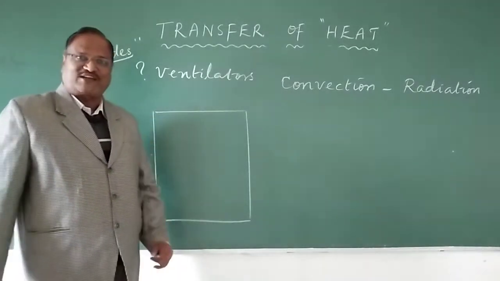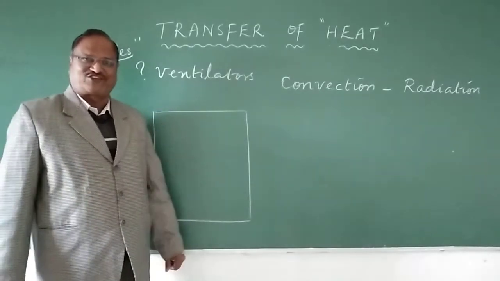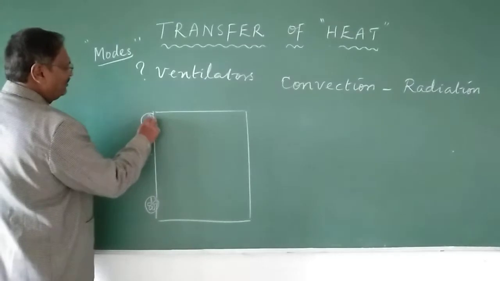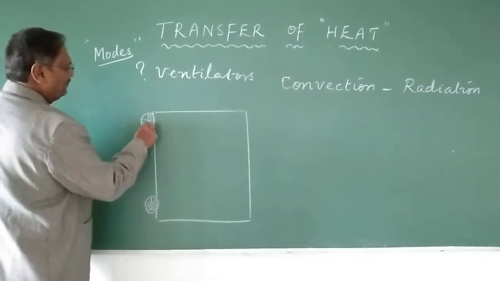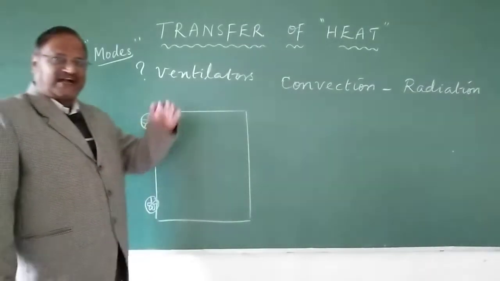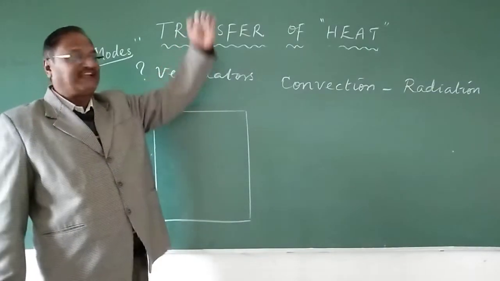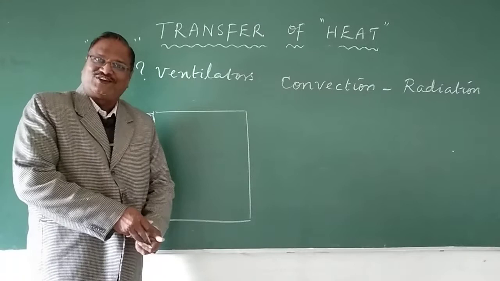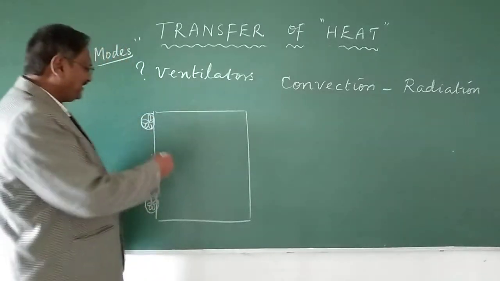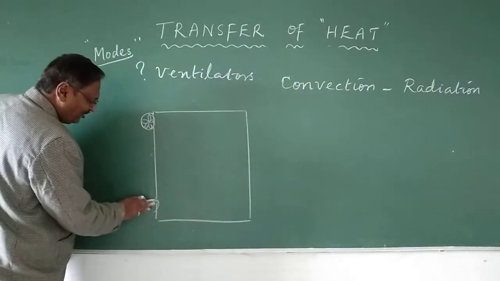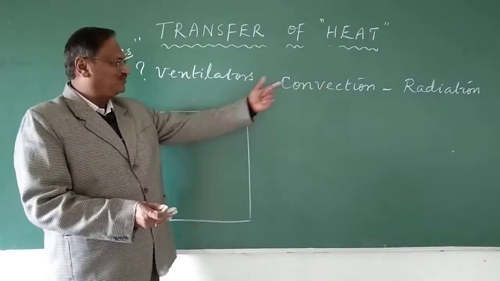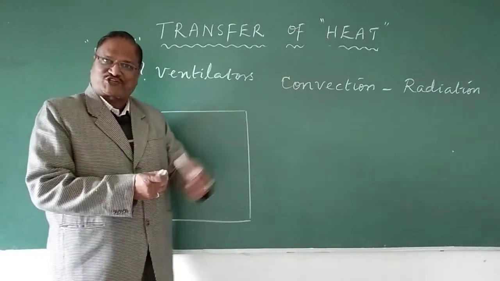You come to the chemistry lab, you will see ventilators are fixed. Ventilators are usually fixed at the topmost point, at the higher level. Why should we fix a ventilator at a higher level, not at a lower level? Very simple. This is based on the principle of convection.